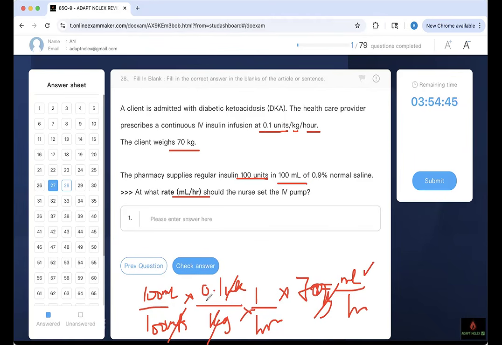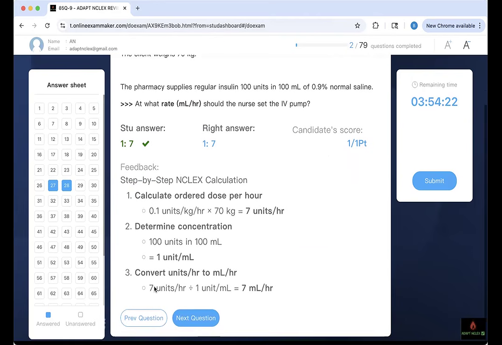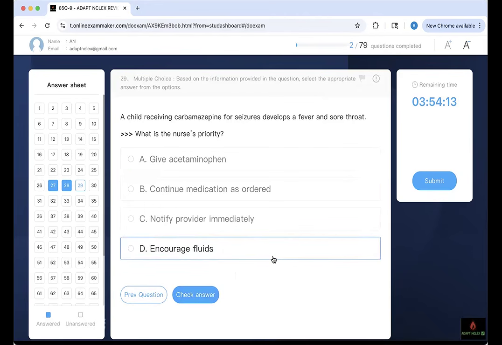So 100 times 0.1 times 70 over 100 times an hour. So this cancels that. 100 cancels 100. 0.1 times 70 is equal to what? 70 ml per hour. Straightforward calculation. And that's what the nurse should set the rate at. That's your right answer. And this is the way to do it. You can take a picture of it, but that's how you break it down. Dose calculation, pharmacology. Don't worry, I got you. Now, let's get to it.